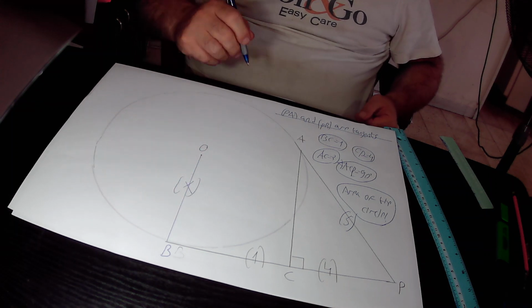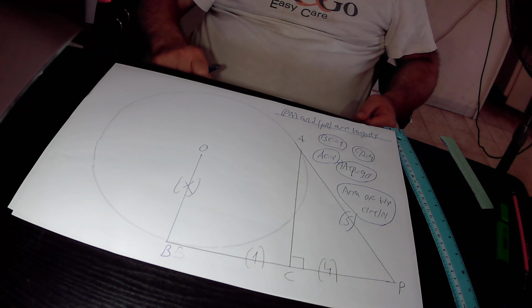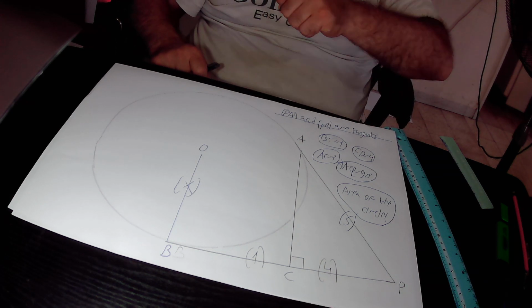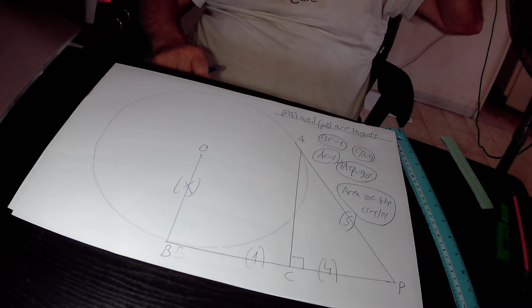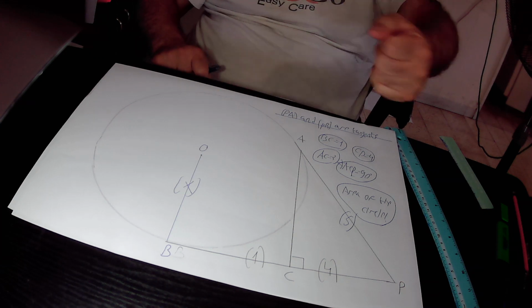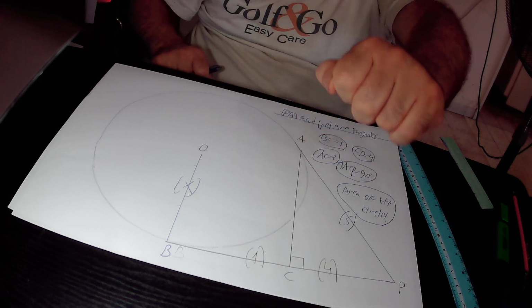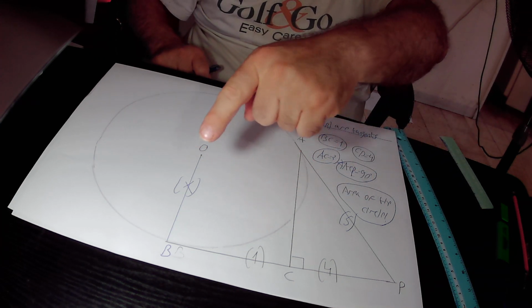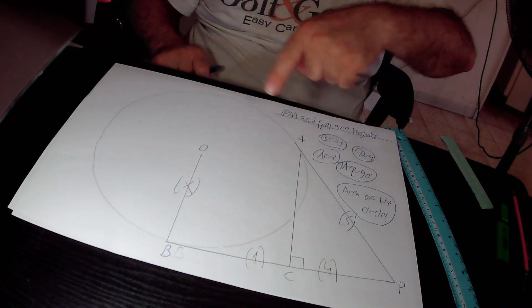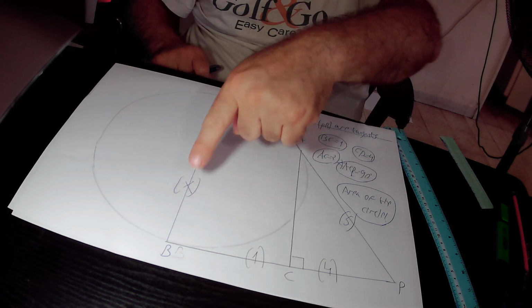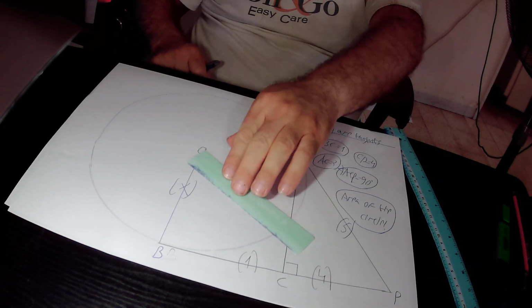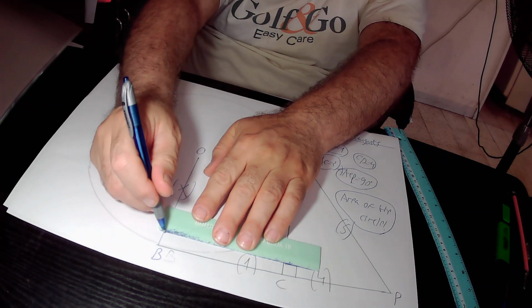So here we can implement rule 1. Why? Because we have the radius OB that is drawn to point B, that is the point of tangency of tangent PB with this circle. And whenever you have a radius that is drawn to the point of tangency, then tangent PB will be perpendicular to the radius BO. If PB is perpendicular to BO, it means that this angle equals 90 degrees according to rule 1.